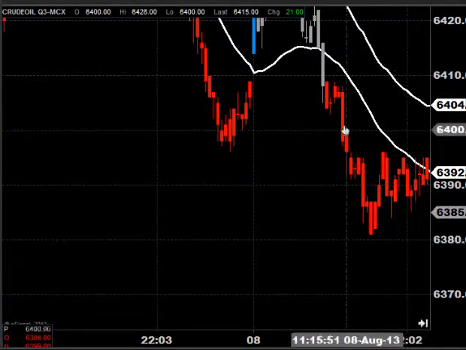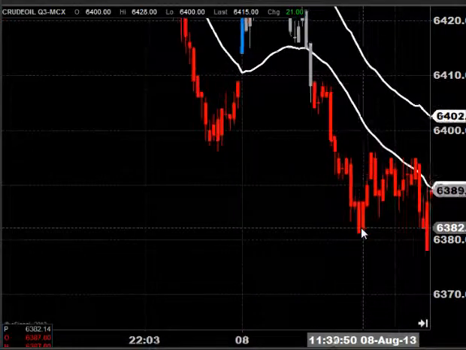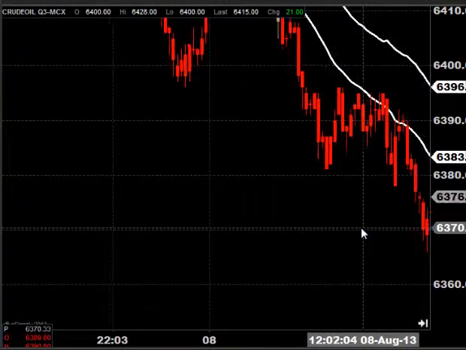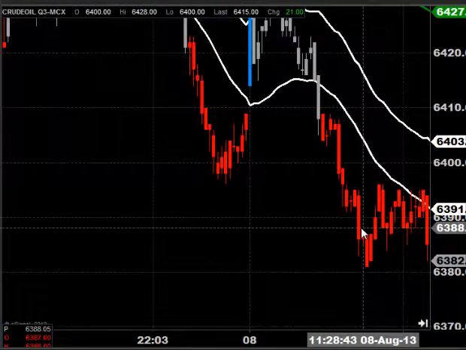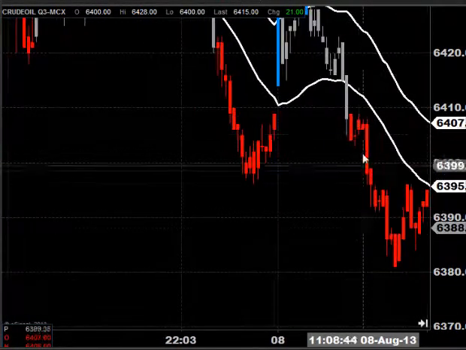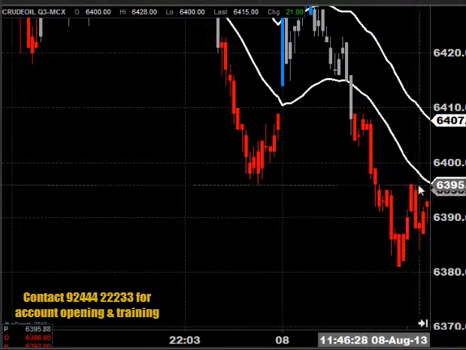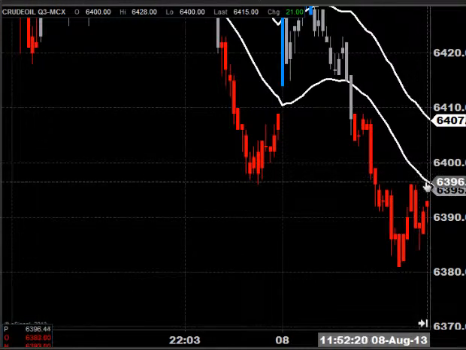Now let us see, after the clear entry point you had sufficient profit. Now let us go back and see what happened after that. Here I want to explain one important point again. If you had missed this entry point, where you should re-enter into the market, wait for the price to come and touch this first white line.